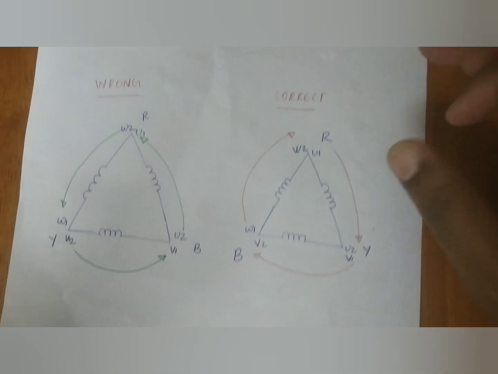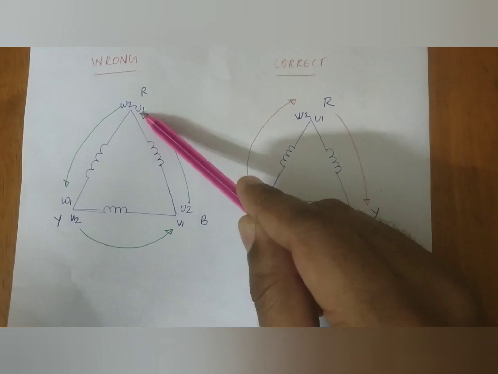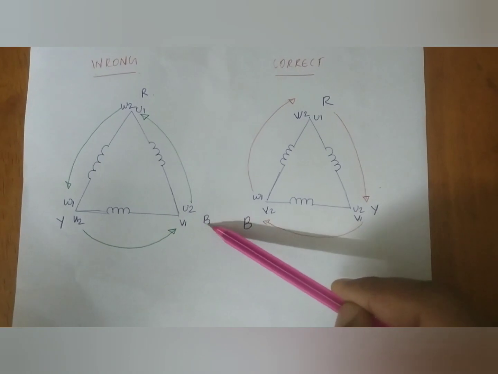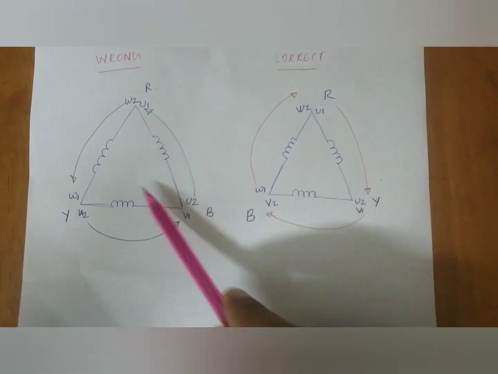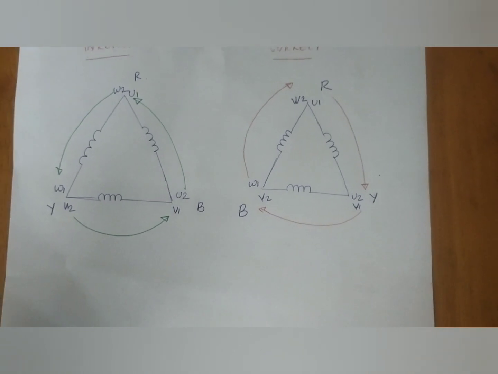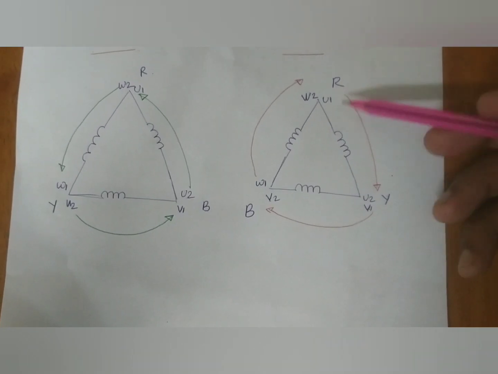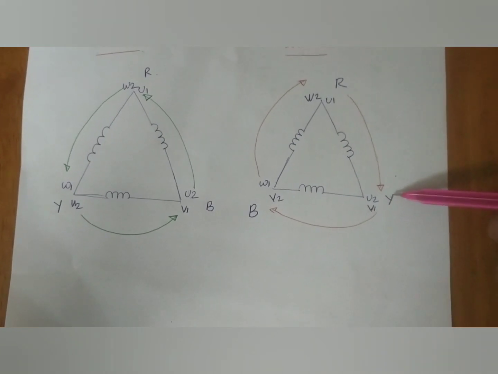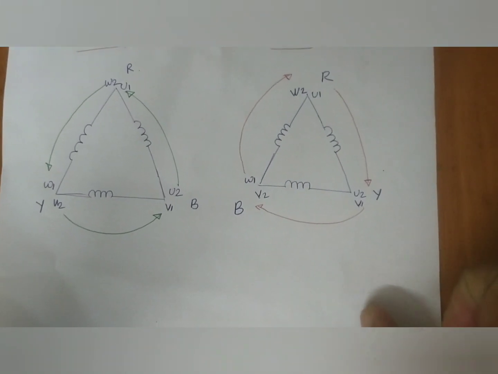Now let's see it in detail. This is how we were discussing. The W2 and U1 are fed with the red circuit, the U2 and V1 are fed with the blue circuit, and W1 and V2 are fed with the Y circuit. In this situation, the motor will be working in the anti-clockwise direction only, which will tend to draw large current from the system. This will cause the tripping of the circuit. The actual connection should be: U1 and W2 fed with the red circuit, U2 and V1 fed with the Y circuit, and W1 and V2 fed with the blue circuit.